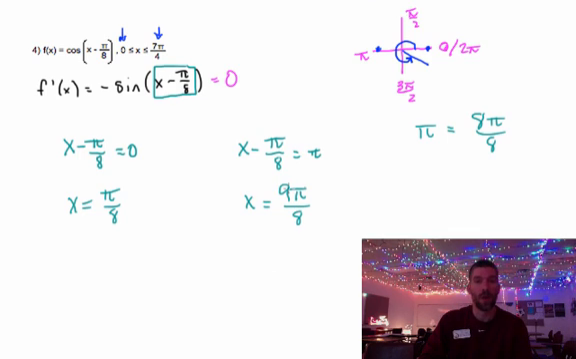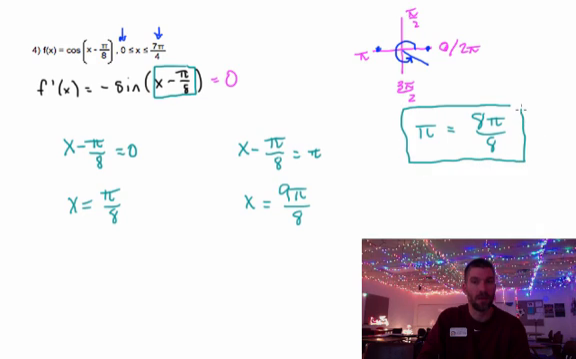Check it out. When I put 9 pi over 8 in for x, I get 9 pi over 8 minus pi over 8, or 9 pi over 8 minus 1 pi over 8. That gives me 8 pi over 8, which reduces to pi, and the sine of pi is 0. So what I've got in both of these cases is y values of 0 and y values of 0. Okay, so these are minimums or maximums.